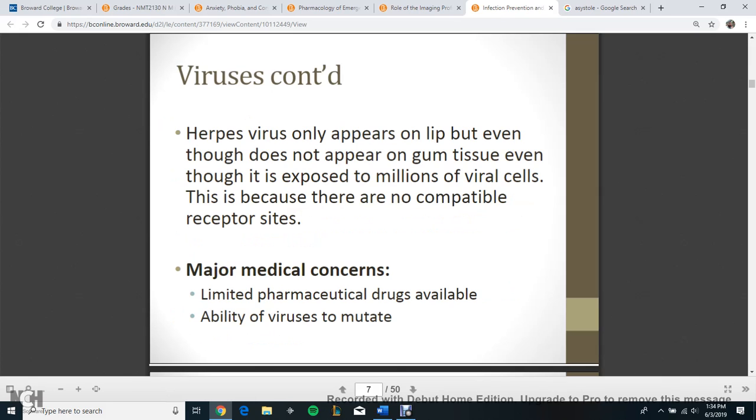Herpes virus only appears on the lip, and does not appear on gum tissue, even though the gum is exposed to millions of viral cells. This is because there are no compatible receptor sites. Major medical concerns are the limited pharmaceutical drugs available and the ability of the viruses to mutate.